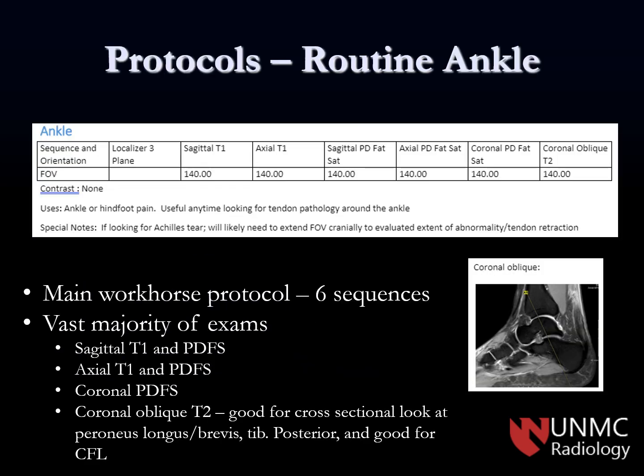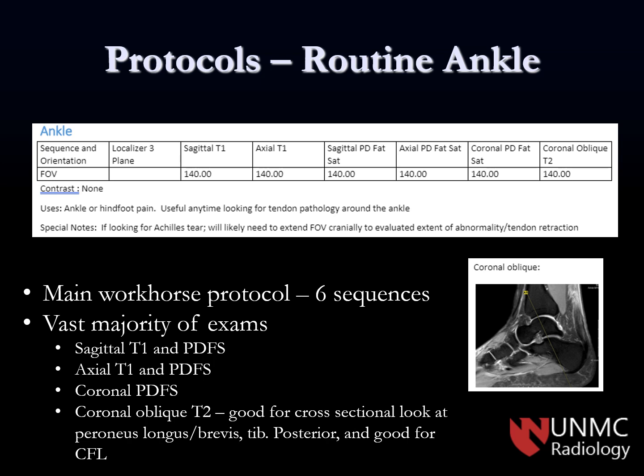This is the routine ankle protocol. It has 6 sequences, which is 3 planes, T1 and PD fat sat, with the 2 coronal images being slightly different in alignment. This is the main workhorse protocol which we use, and I'll talk about why that coronal oblique T2 is good, but I have a plane there that's showing you what it is.